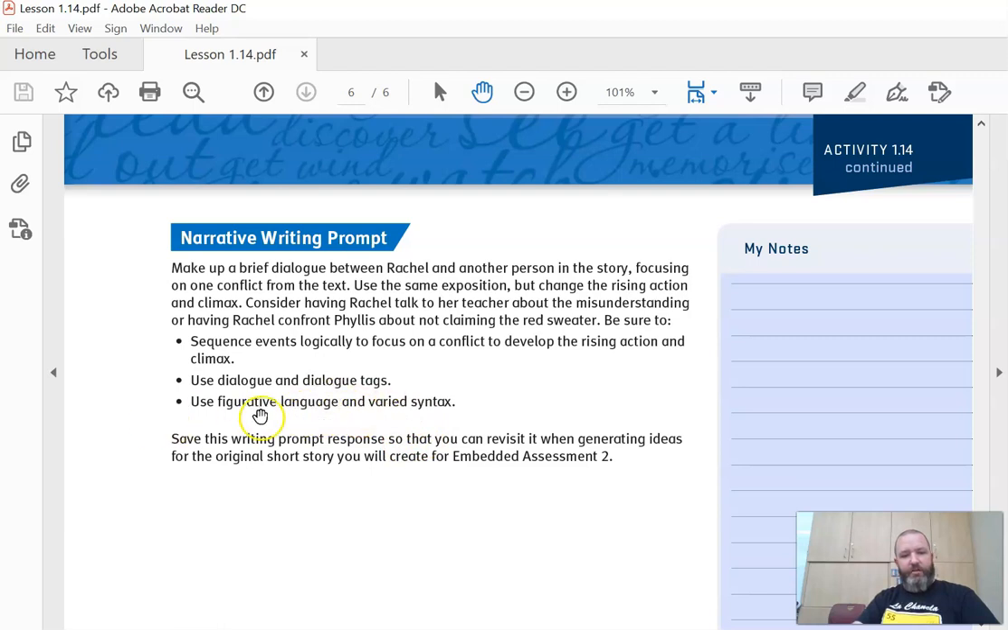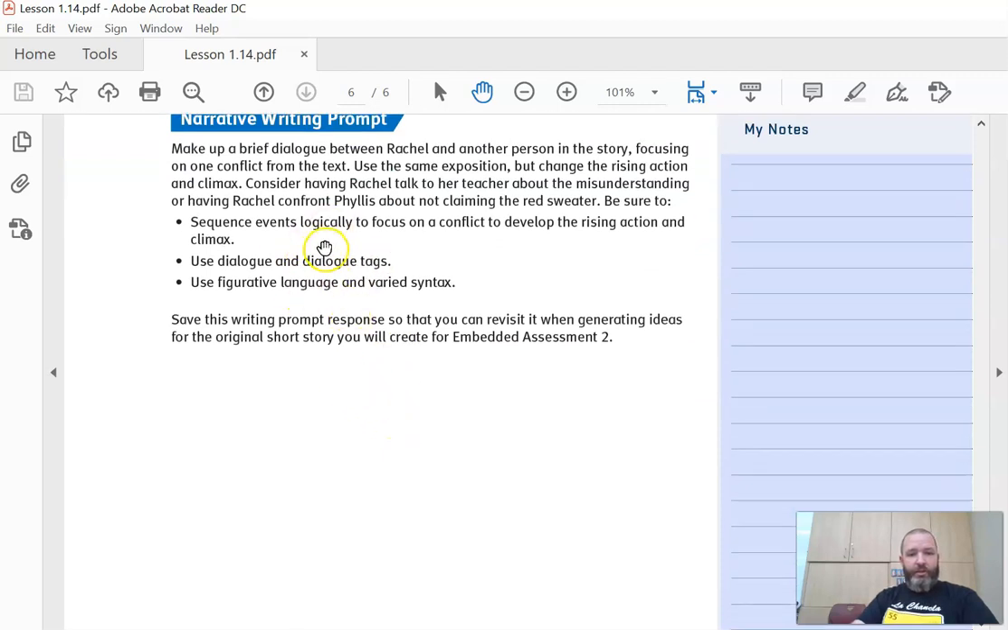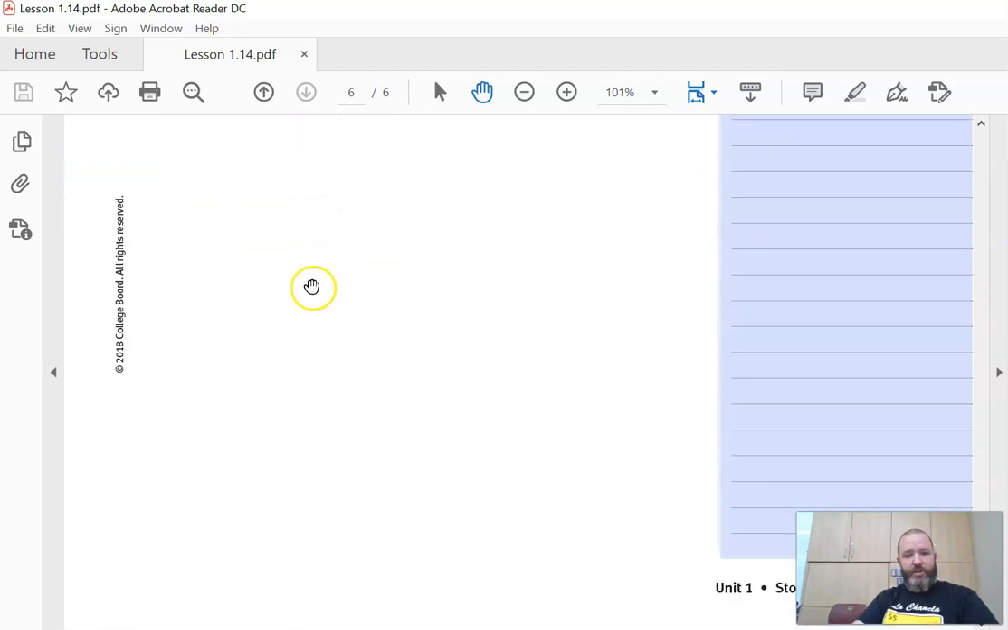Okay, so figurative language, those similes and metaphors are the easiest, and varied syntax is the way that you are forming sentences. Just try not to be repetitive in the way that all your sentences are short or long, change them up. Okay, and then you'll be attaching this to this assignment as well.